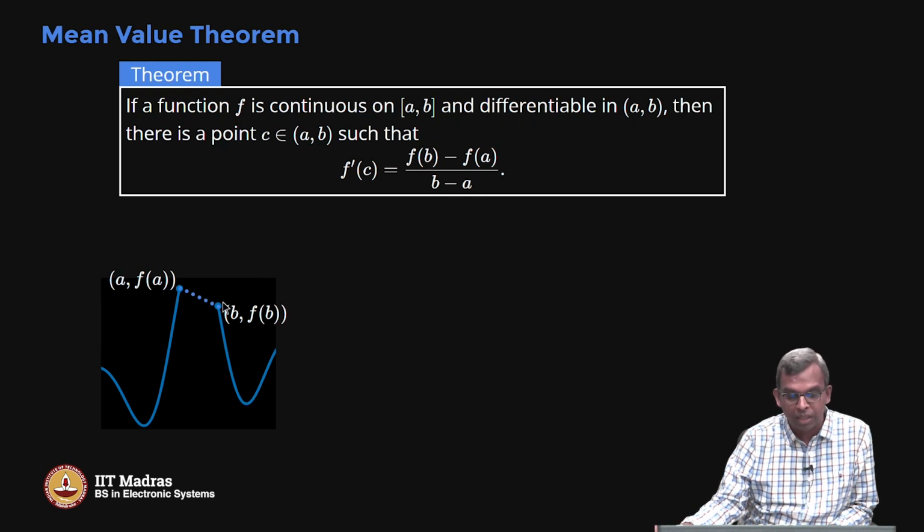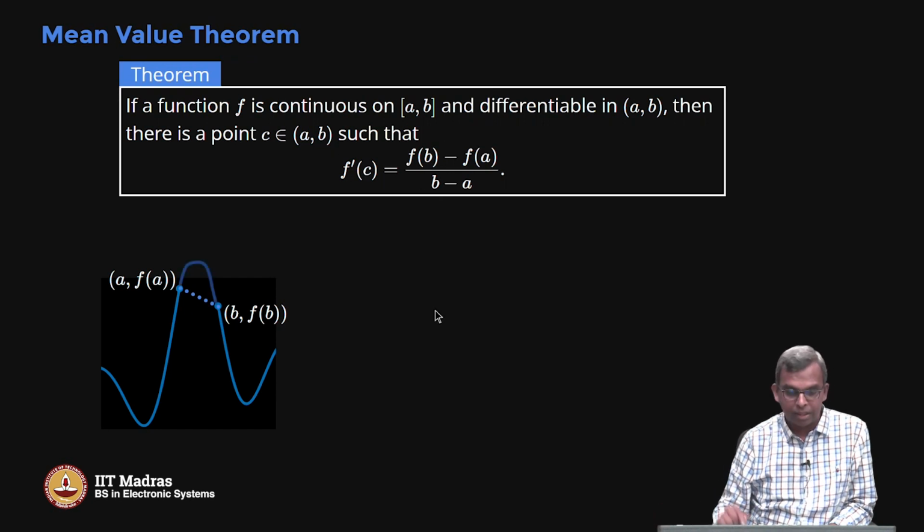So that's the slope of this line that connects them: f(b) minus f(a) by b minus a. And there has to be a point c in between. In whatever way this curve may look between a and b, there has to be a point c between a and b such that the derivative is equal to the slope of that line. Okay, so here is an illustration.